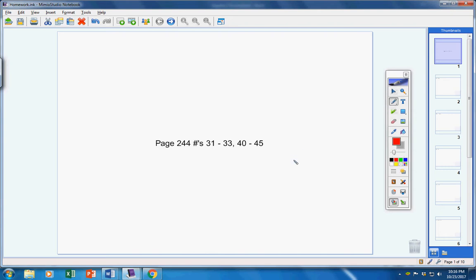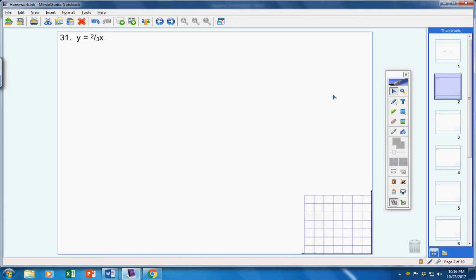Welcome to the Homework Help video, Algebra 1 students, page 244, numbers 31 through 33 and 40 through 45. All of these problems, no matter what the directions say, are going to be graphed by using the slope-intercept method. So number 31, let's graph this using the slope-intercept method.